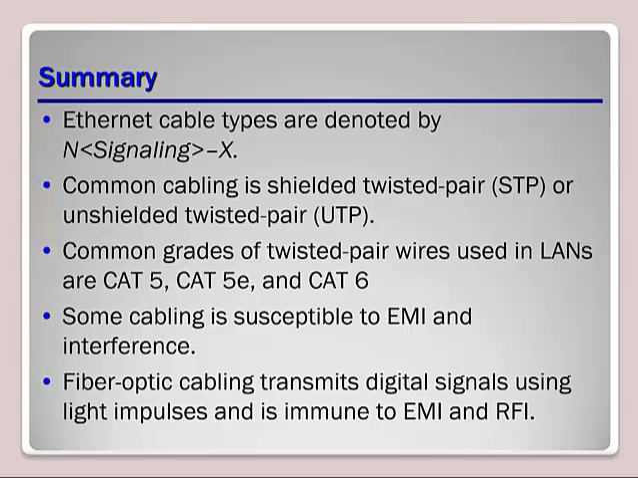Okay, so we talked about the Ethernet cable types and how you made 10BaseT by using this formula here with the number, the signaling, and the dash X: 10BaseT, 100BaseFX, those types of cabling types were used there. Coax cabling, shielded twisted pair, unshielded twisted pair, and then you had your grades of twisted pair, which were Cat 5, Cat 5e, and Cat 6. We had issues with cabling in that they're susceptible to EMI and interference. Fiber optic cabling transmits digital signals using light impulses and is immune to EMI and RFI. Good stuff, right? But it's more expensive.